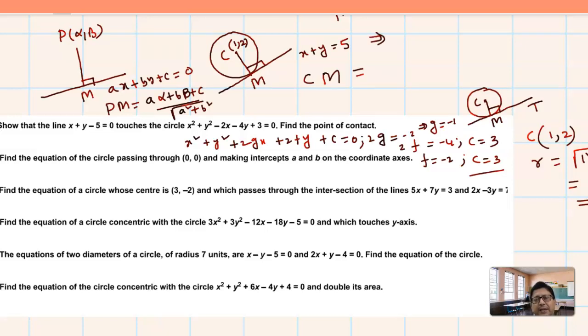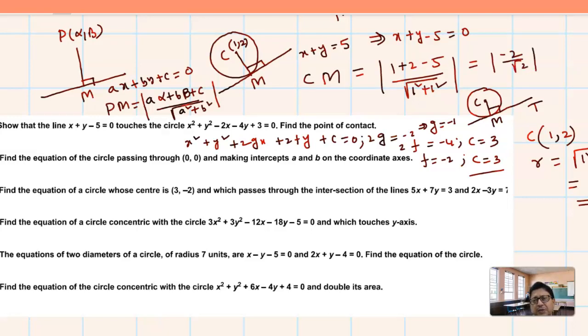So what is given is actually x plus y minus 5 equal to 0. So Cm is going to be replaced, and you need to take the modulus of it because distance cannot be negative. So this is (1 plus 2 minus 5) by under root 1 square plus 1 square. A is 1, B is also 1. So this is minus 2 by root 2. The value is equal to mod of minus 2, which is 2 only. This is equal to 2.